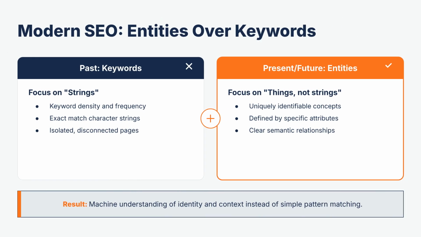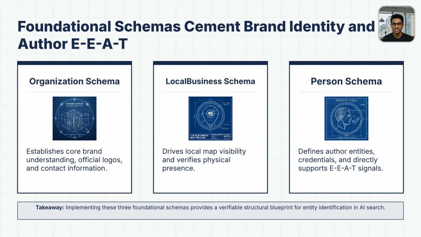Modern SEO is shifting away from just chasing keywords. Instead, it's about defining entities, identifiable concepts with clear attributes and relationships, giving machines a true sense of identity and context. To build a strong foundation, start with organization, local business, and person schemas.